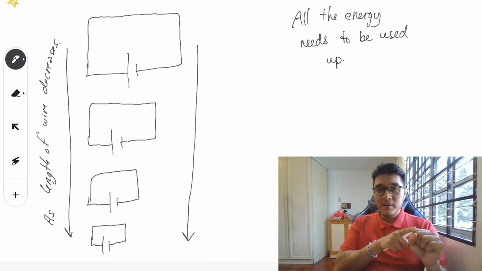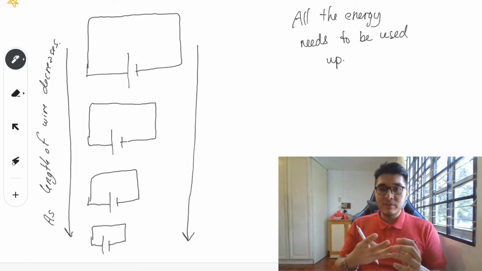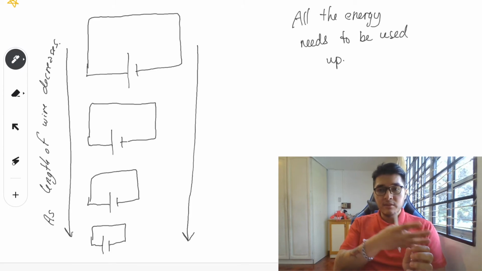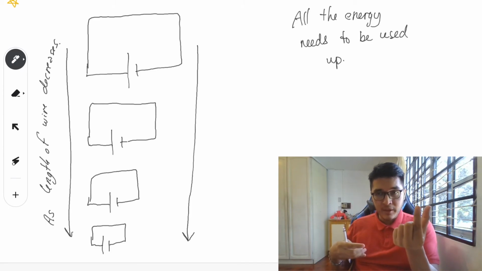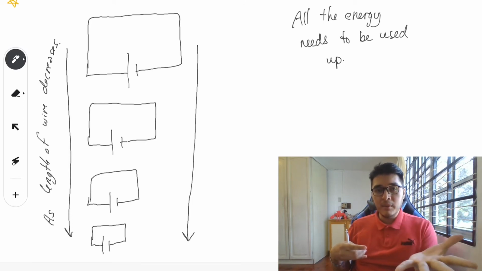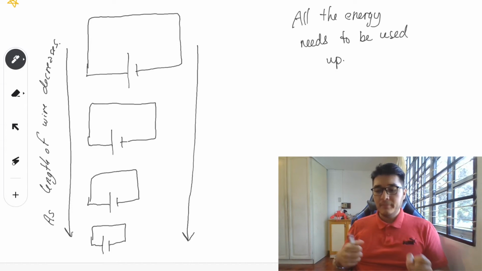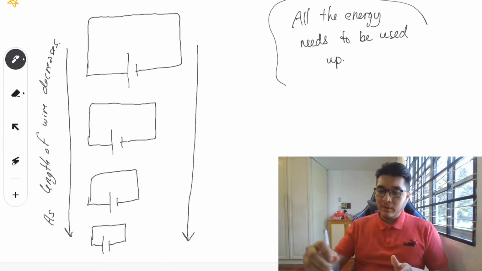So that means that because we decrease the length of the wire, but the energy still needs to be used up, it has less space to spread it out. So when you concentrate that energy in a small area, it's going to increase in temperature, it will get too hot, and then melt. So no matter what, it has to be used up. Yeah, this is a law.